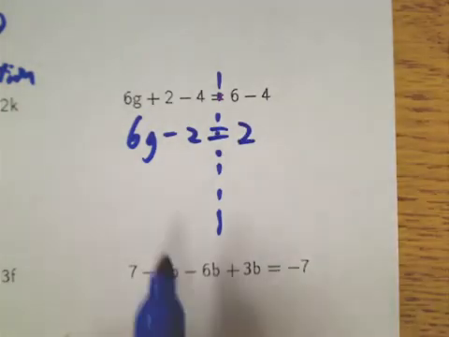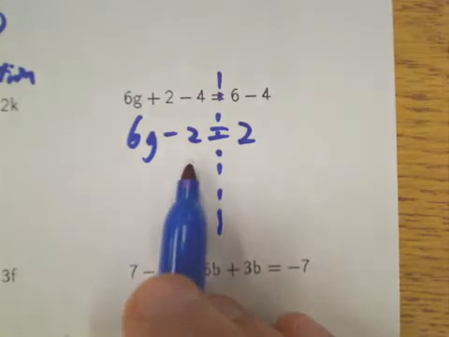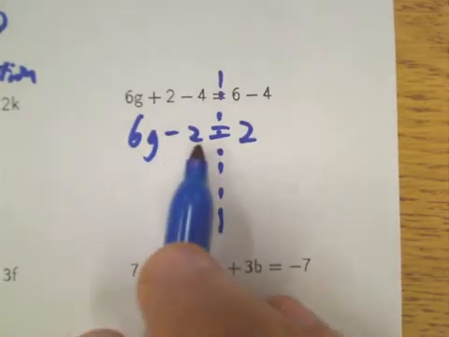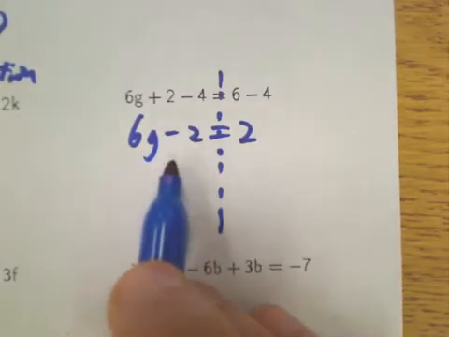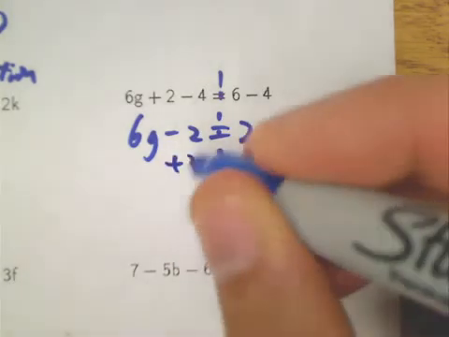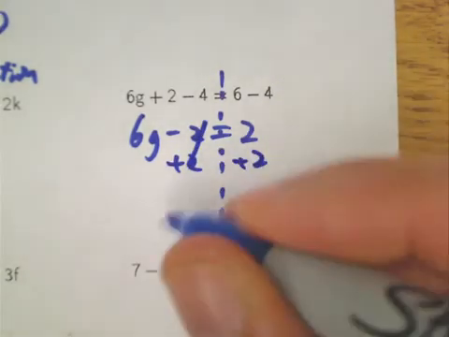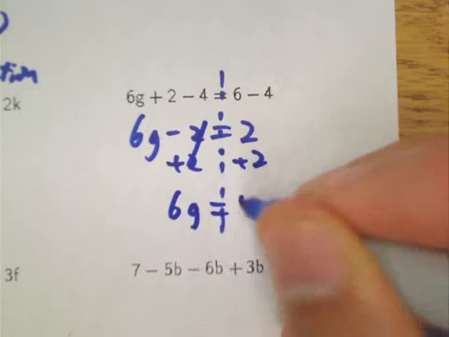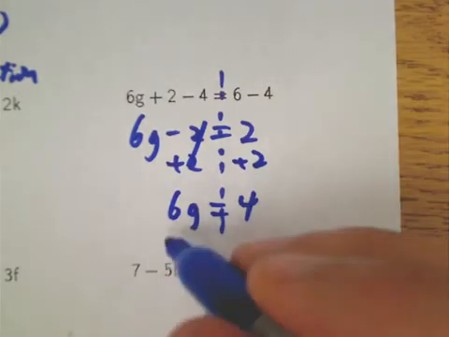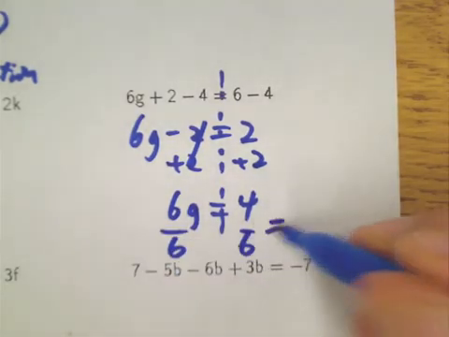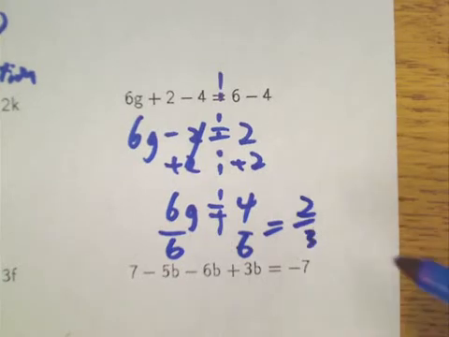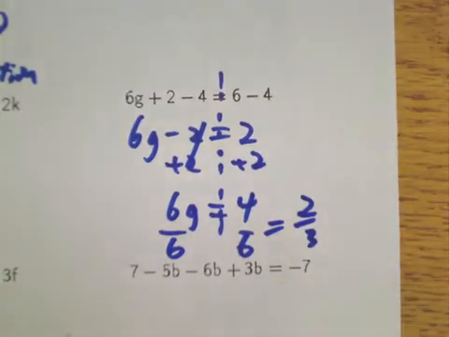Okay? After you combine like terms, you can solve this like a regular two-step equation. You have 6g minus 2. You always add or subtract first, so let's add 2. 6g equals 4, and then divide by 6. And that gives me 2/3. Same deal with the reducing there.